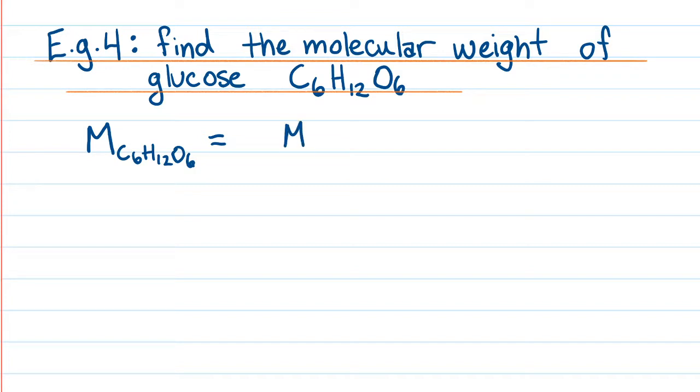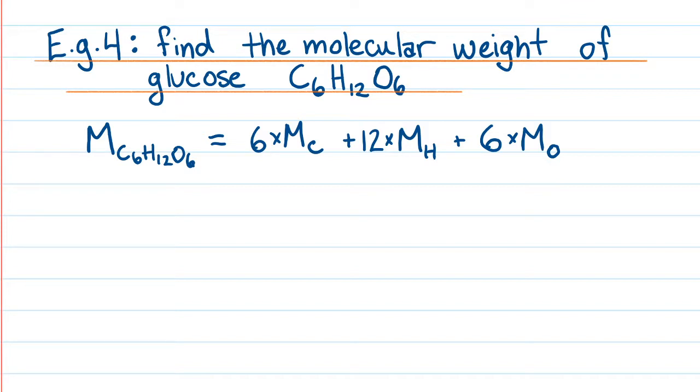the molar mass of carbon, but we don't have just one of them. In fact, we have 6 of them, so we have to make sure we multiply that by 6. And then we've got the molar mass of hydrogen, but we don't have just one of those. In fact, we have 12 hydrogens in every molecule of glucose. And then we've also got 6 atoms of oxygen in every glucose molecule.